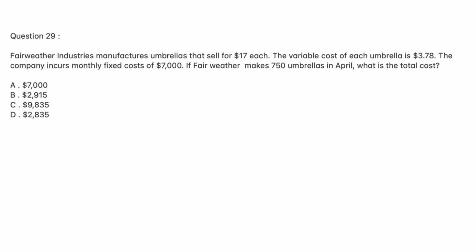Question 29. Fairweather Industries manufactures umbrellas that sell for $17 each. The variable cost of each umbrella is $3.78. The company incurs monthly fixed costs of $7,000. If Fairweather makes 750 umbrellas in April, what is the total cost?